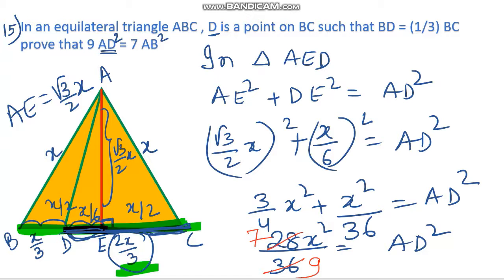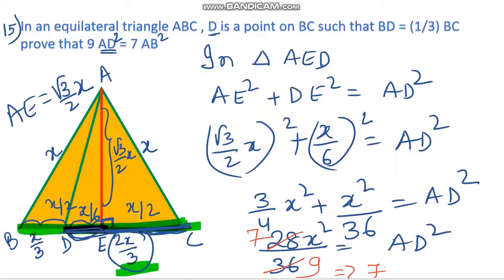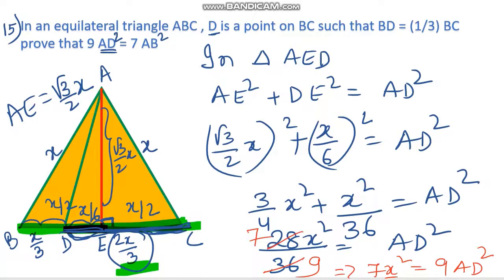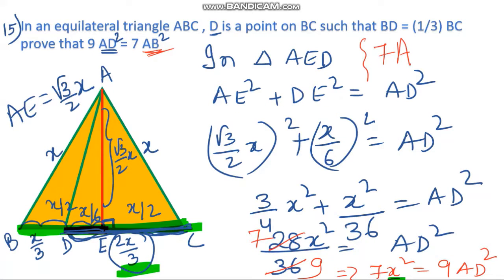Now from here what you can write, 7x square equal to 9 AD square. Now tell me children, what is your x? X is the side of an equilateral triangle. You can write anything, either AB for x or AC for x or BC for x. Here we need to prove that 9 AD square is equal to 7 AB square. So here our x will be AB, so 7 AB square equal to 9 AD square. Hence proved.